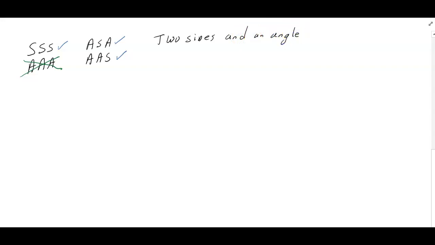And just like in the last example, there are two possibilities here. We could be giving you side, angle, side. So in this example, I'm going to draw this picture here. The side and another side, the angle is between the two sides. So here the angle is between the two sides.